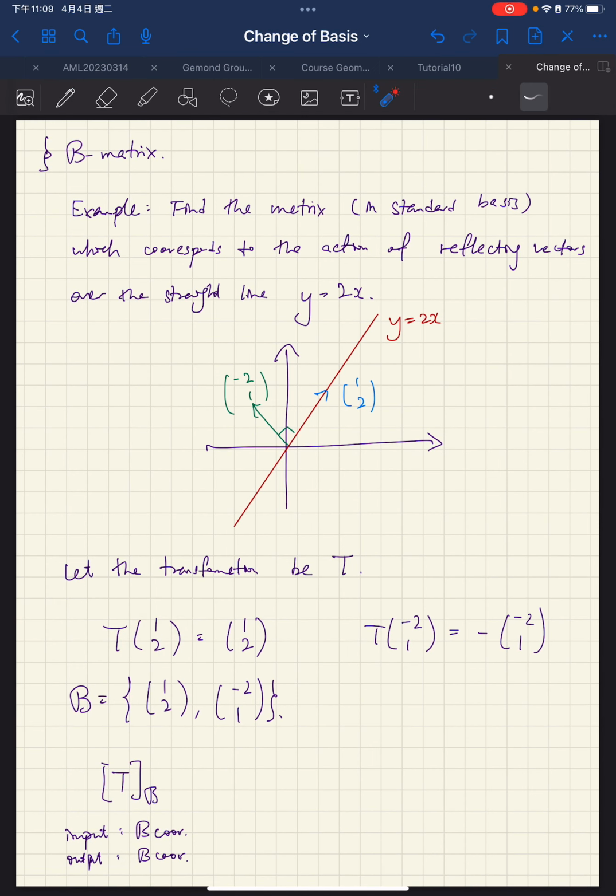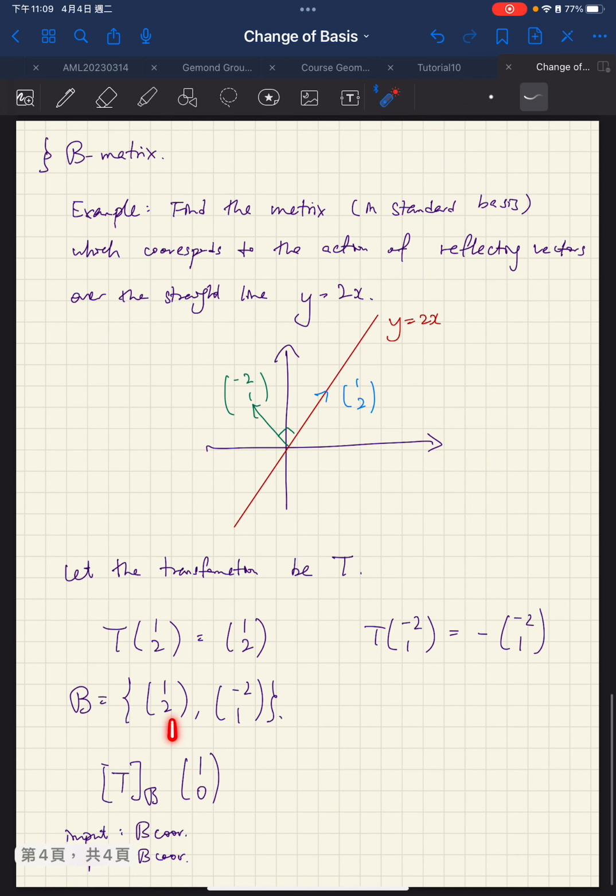Okay. Let's see. What is the B coordinate of this? It is 1 copy of this and 0 copy of this, right? I mean, I chose it to be. So that's why the input is just (1, 0), because it's 1 copy of this and 0 copy of this. What is the output? The output is the same: this (1, 2) is 1 copy, 0 copy of this. So you have (1, 0). Easy. T_B, let me pronounce it again, okay? Is the T transformation in terms of the B basis. What it means is the input is B, the output is B. Okay? So what is it?